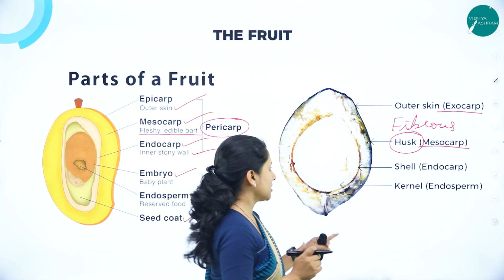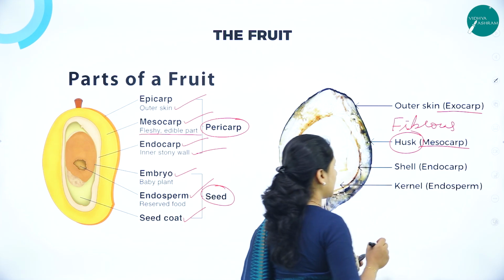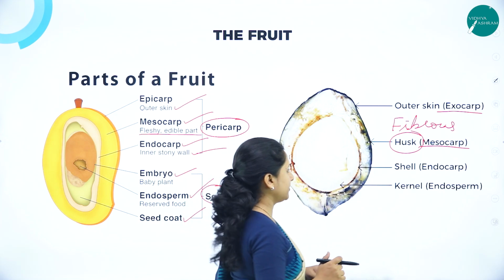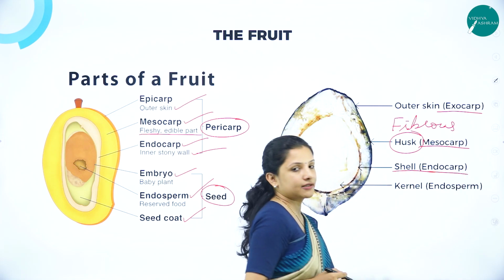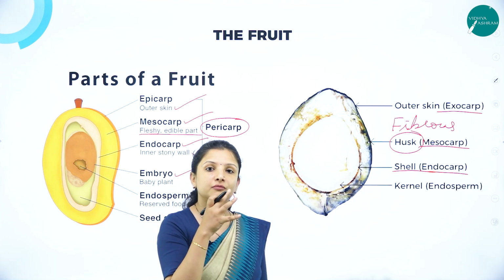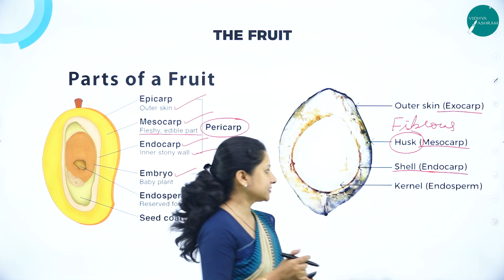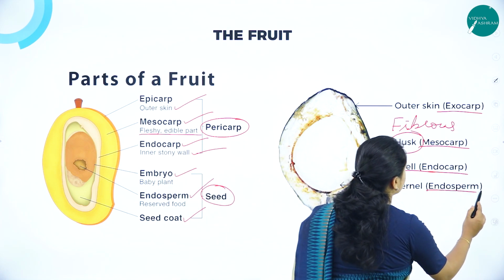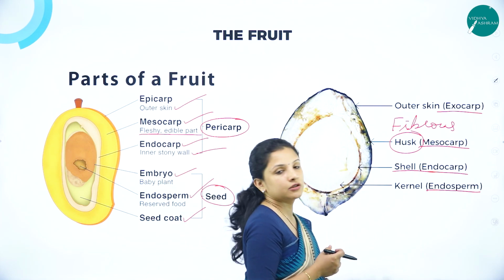You cannot eat it. It is the inner part, that is the endocarp. Endocarp is also not edible, which forms the shell of the coconut, and the endocarp is also quite hard and stony. Next, the kernel part, which is the endosperm, that is what we all consume. So we can consume the endosperm, which forms the kernel of the coconut.